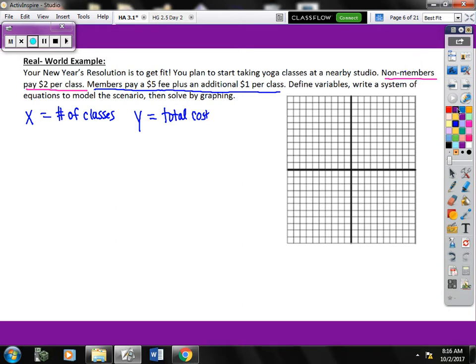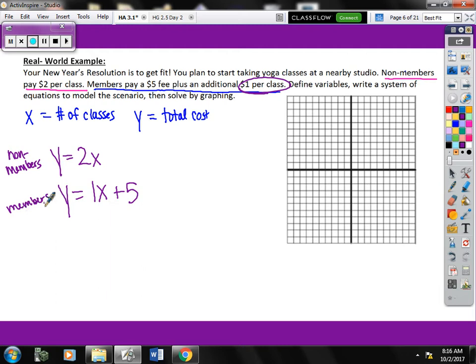So who can write one of the equations for us in the system? Abby? Y equals 2x. Yes, y equals 2x. That's for our non-members. And how about for the members? Ashley? Y equals x plus 5. Good. $1 per class is like 1x plus 5.